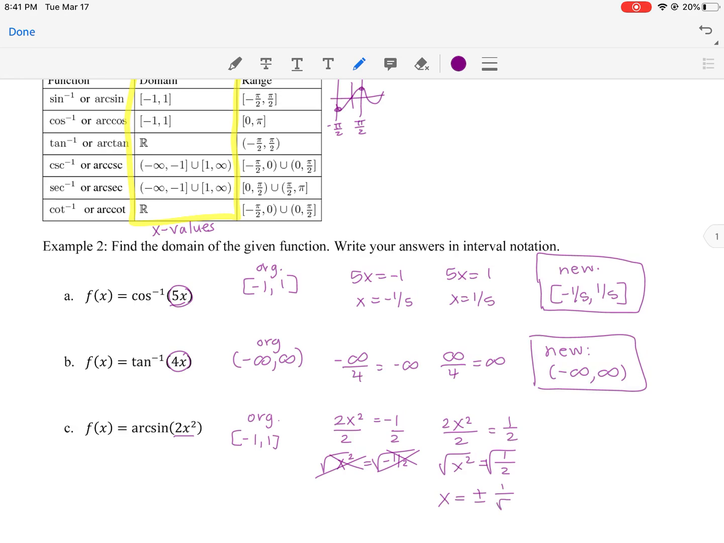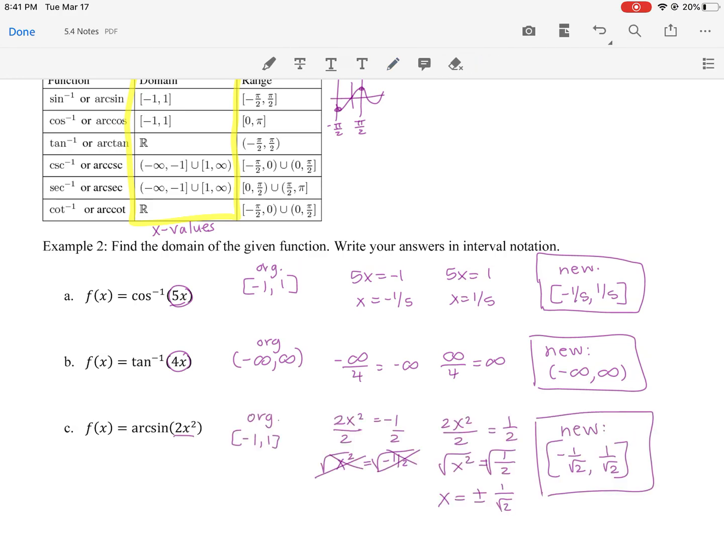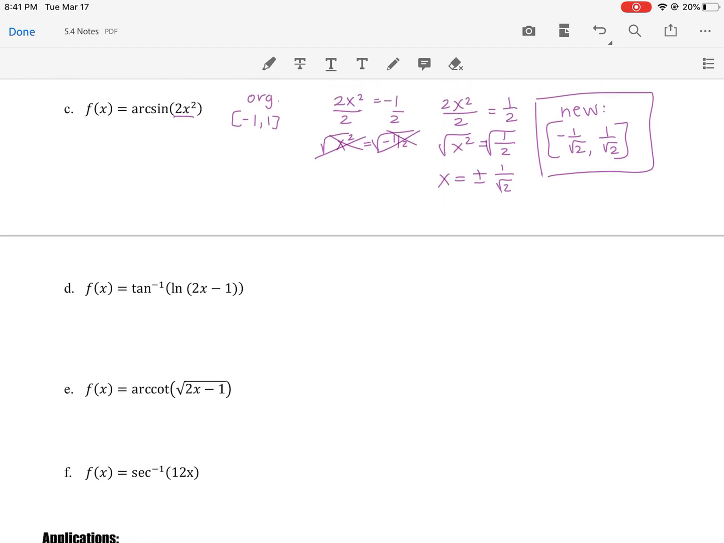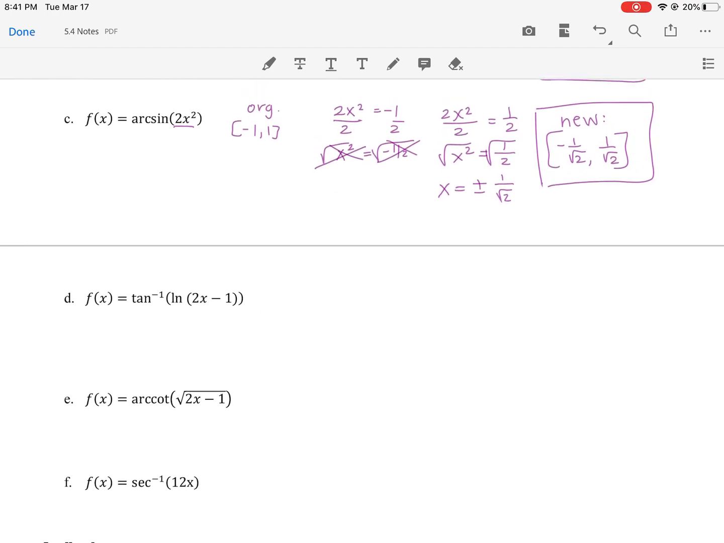Square root of 1 is still 1 over the square root of 2, or you could call that square root of 2 over 2. So therefore, our interval is going to go from the positive and negative of 1 over the square root of 2. And as we square both of those and multiply by 2, we'll end back up at our original interval. Okay, we got just a couple more to take a look at.